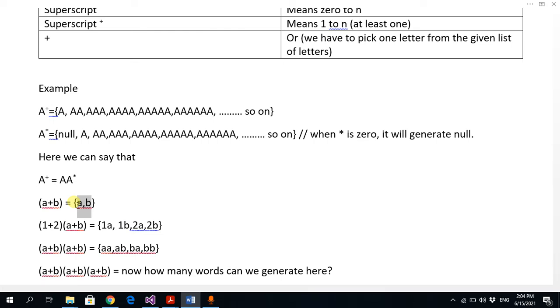Next we see another regular expression, 1 plus 2 into A plus B. Here, as I already told, we have to pick just one letter at a time from the given range of letters.